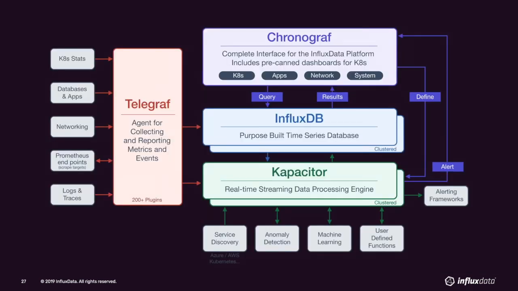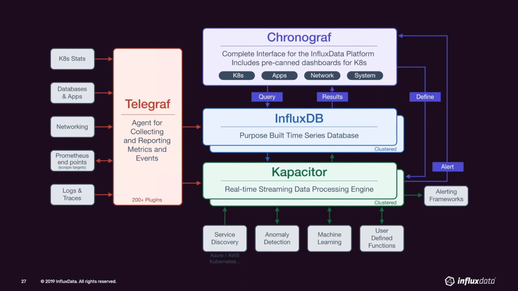But let's take a closer look at how all of this works together. Your data will come in through Telegraf. Like I said, you've got over 200 plugins, and that's going to pull stuff from your Kubernetes stats. That can be from the nodes themselves, from individual pods. You're going to pull in data from your databases and apps, from networking, it can scrape Prometheus endpoints, and you can pull in logs and traces. Let's say that you have some legacy applications or software that you want to get data from as well. You can build your own plugin if it doesn't exist and make that happen. So really, Telegraf enables you to pull data from literally anywhere you can imagine.